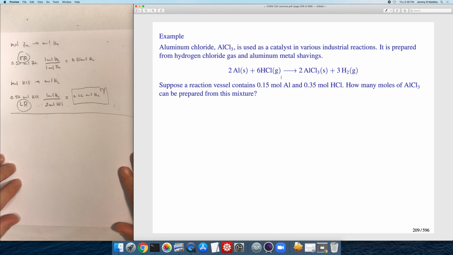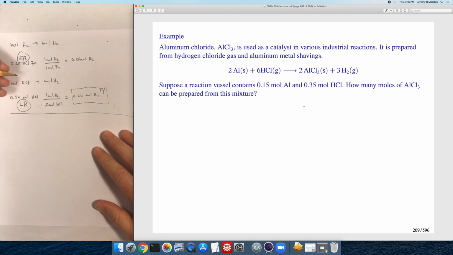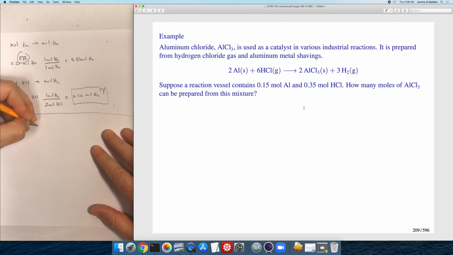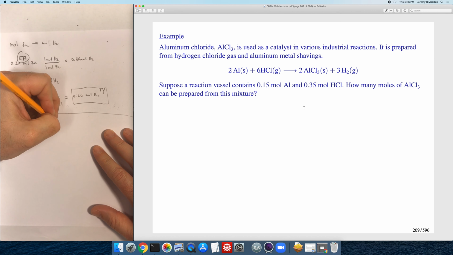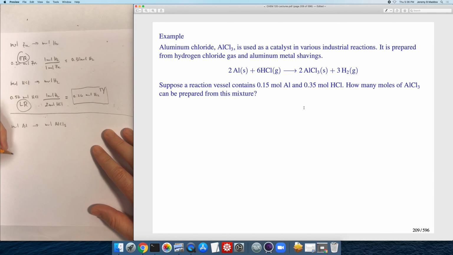So in this reaction, we've got 0.15 moles of aluminum and 0.35 moles of HCl. They want to know how many moles of the aluminum chloride can be prepared. Well, we need to do the same thing that we did in the last problem. We're going to convert the moles of aluminum to moles of our product. And we'll do the same thing for the HCl. Moles of HCl to the moles of product.